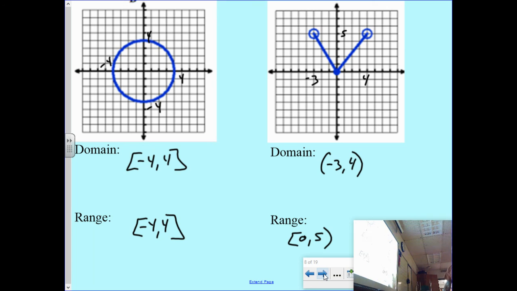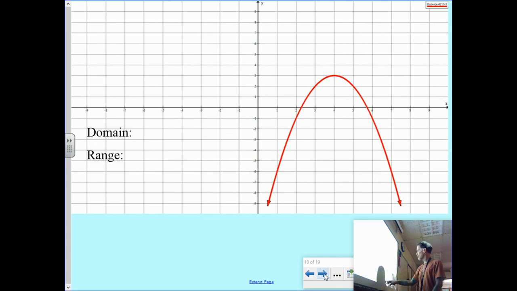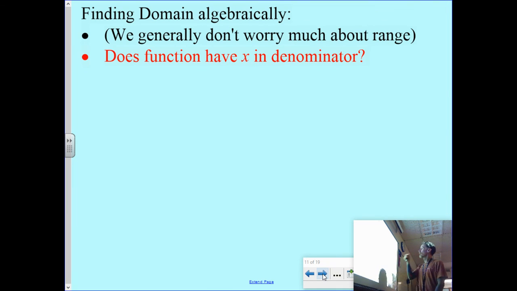Okay? So that's graphical domain and range. I don't have any homework problems on that. I think it's pretty straightforward. But again, domain left to right, range low to high. Let's look at some rules for algebraic domain. I'm going to skip these two real quick just for the sake of time. But let's look at algebraic domain.